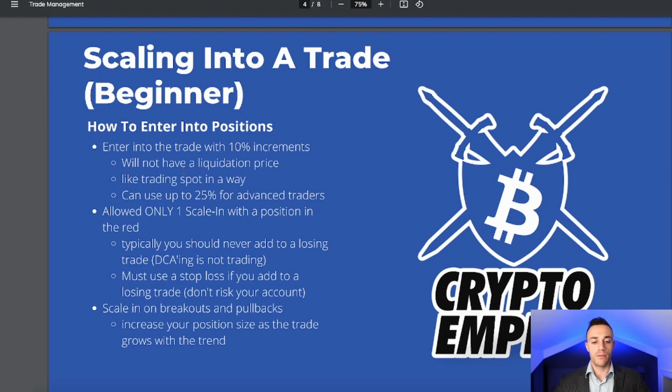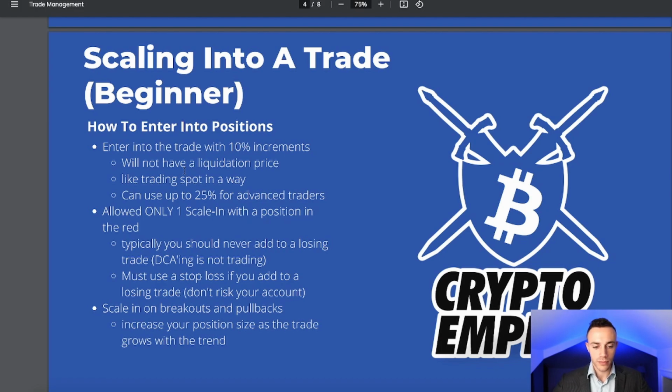Okay, so let's say you go in 10%, the trade goes against you, and you go in another 10%. Now you're going to have a liquidation price, so you don't have the ability to hold on forever, even if it just goes down forever. So you need to add a stop loss if you do add to a losing trade, because you never want to risk your whole account with liquidation. That is just foolish to do. Never risk your entire account. Never risk liquidation. Always use a stop loss. Eliminate that outcome altogether by using a stop loss.